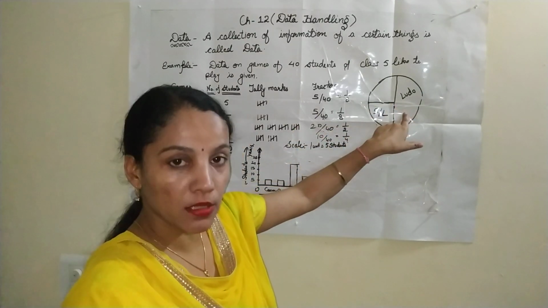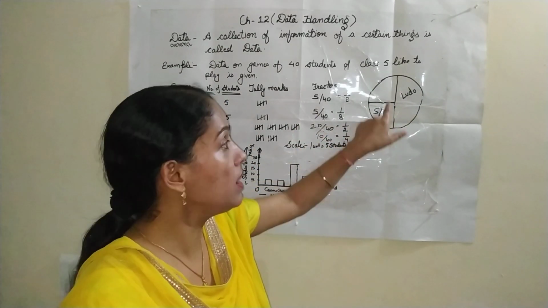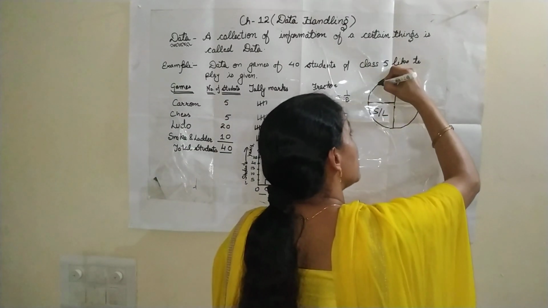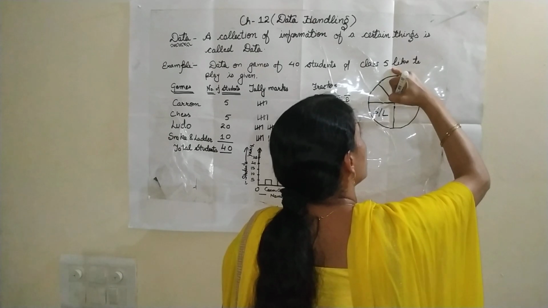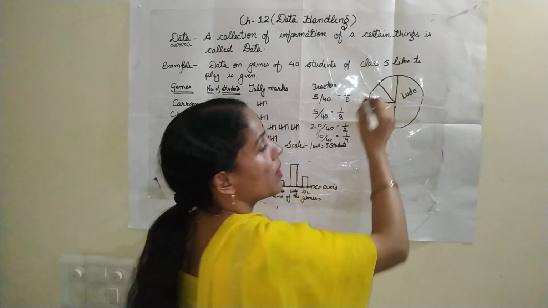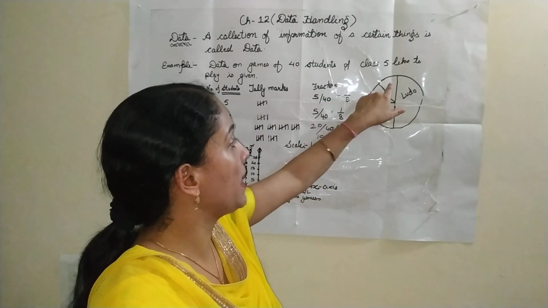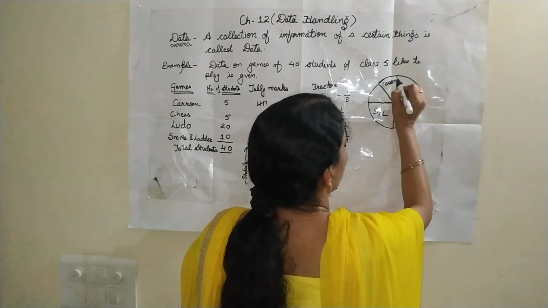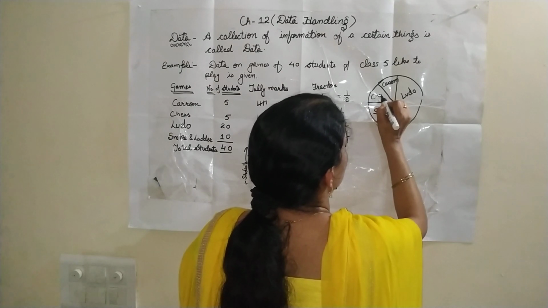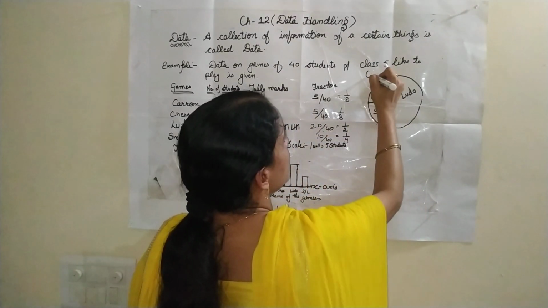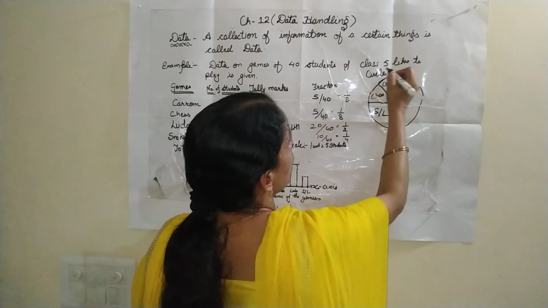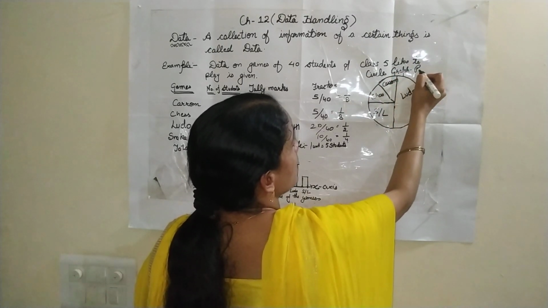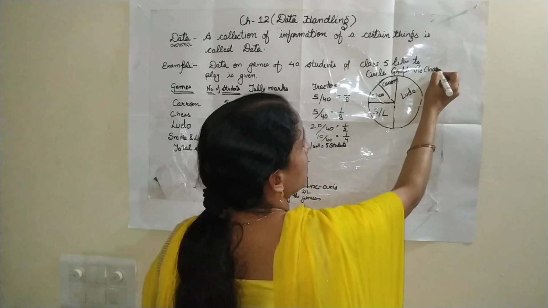Now 1 by 8 and 1 by 8 for carom and chess. The 1 by 2 part is covered here, and 1 by 4 is also covered. Now this is 1 by 4. If we cut this again from the center, we get 1 by 8 and 1 by 8 parts. So 1 by 8 part for carom and the next 1 by 8 part for chess. This is the circle graph, or we call this a pie chart.